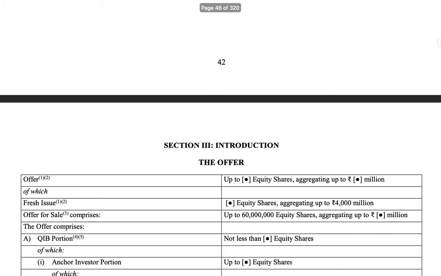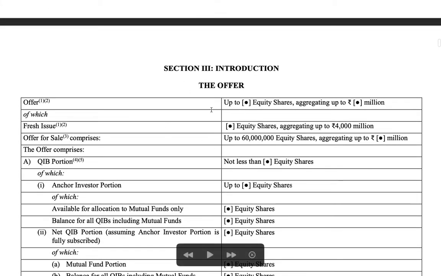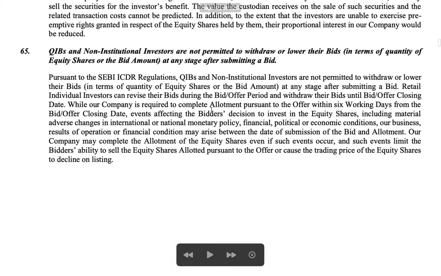All right. So in the next lecture, we'll move on to the introduction chapter. That's it for risk factors as of now.